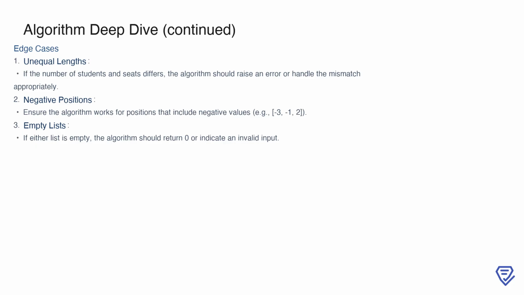First, if the number of students and seats is unequal, the algorithm should either raise an error or handle the mismatch appropriately. Another case to consider is when positions include negative values, such as -3, -1, 2. The algorithm must handle these correctly, as the concept of distance still applies to negative positions. Finally, if either the students or seats list is empty, the algorithm should return 0 or indicate that the input is invalid. Addressing these edge cases ensures that the solution is robust and works for a wide range of scenarios.